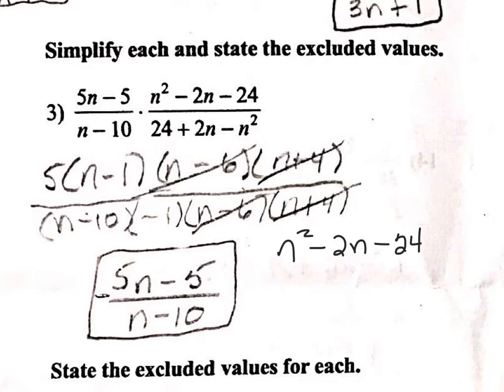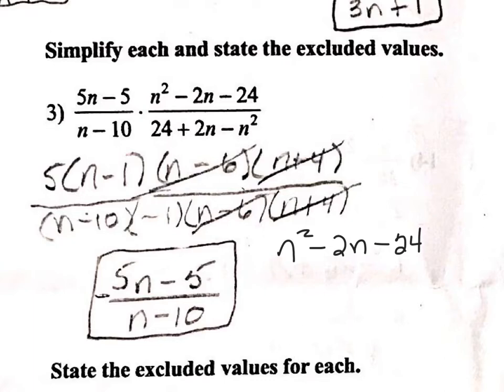Now I'm going to cancel out any of the numerator and denominator terms that are alike. So n minus 6 gets canceled, the n plus 4 gets canceled, and what we have left is 5 times n minus 1, which is 5n minus 5. And we have n minus 10 in the denominator. Remember, we factored out this negative 1, so we keep that negative sign in the front.